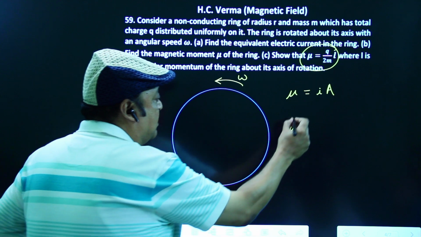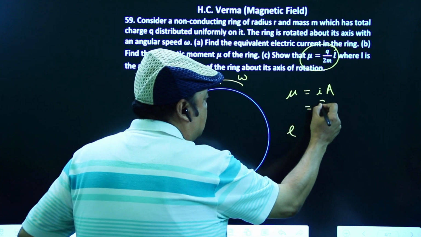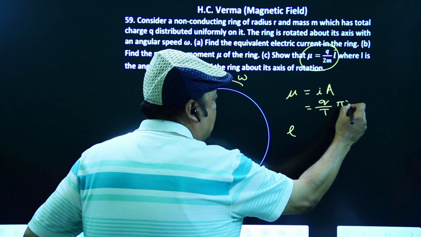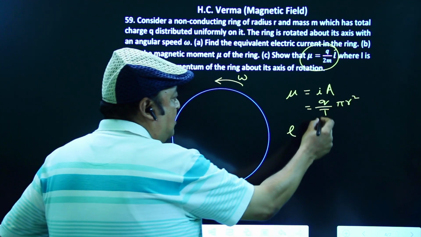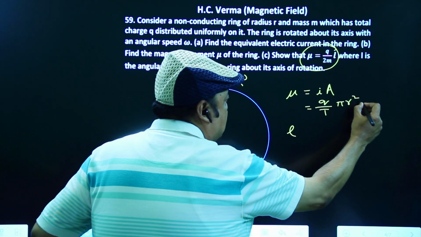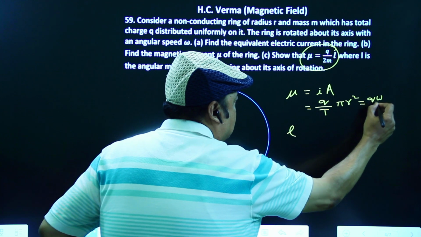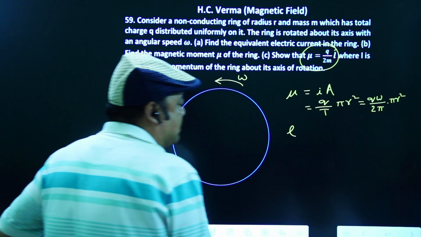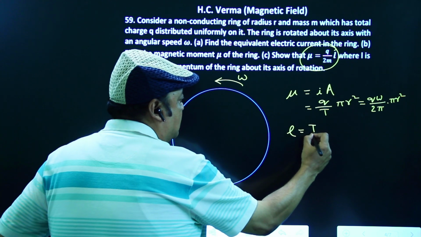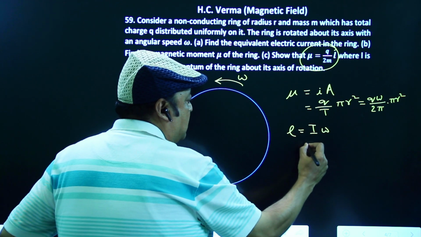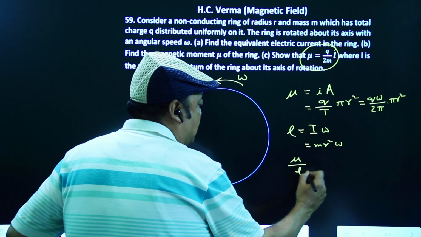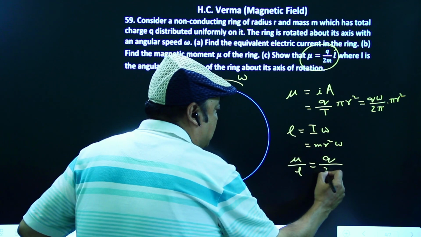So what will the current be? Current is Q by time period of rotation into pi r square, where this is the area. Now we convert that to omega, so it will become Q omega by 2 pi into pi r square. What is the angular momentum? It is I omega. For a ring, it will be mr square omega. Now if you divide mu by L, we get this famous relation Q by 2m.